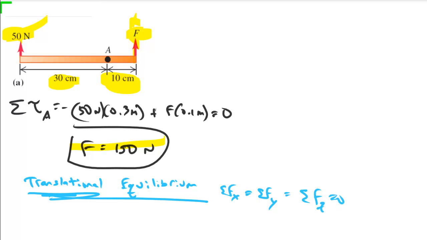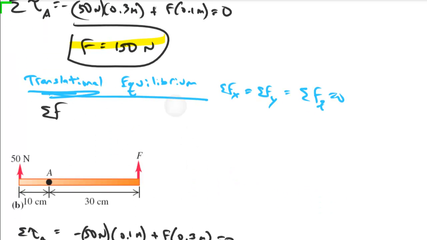So we look at this and we can say, assuming that there are no other forces acting at A, if I sum the forces in the Y direction here for this first one, this is equal to 50 plus F, where F was 150 newtons. And so then this is equal to 200 newtons. So clearly the net force in the Y direction is not 0. It's not in translational equilibrium.